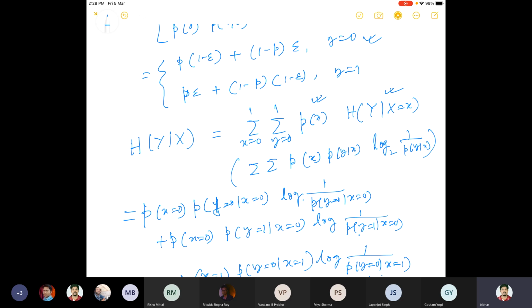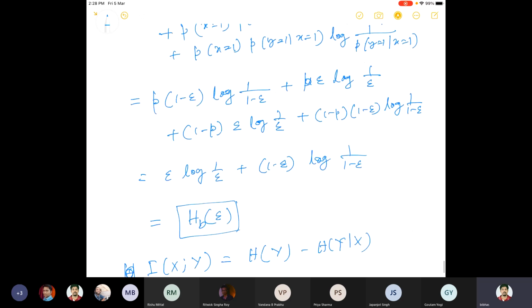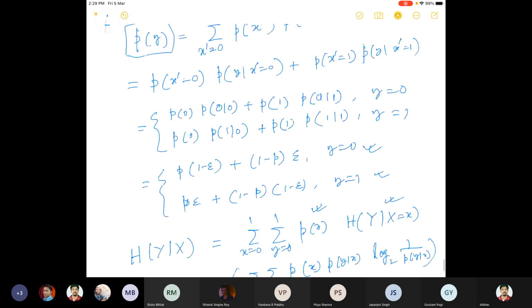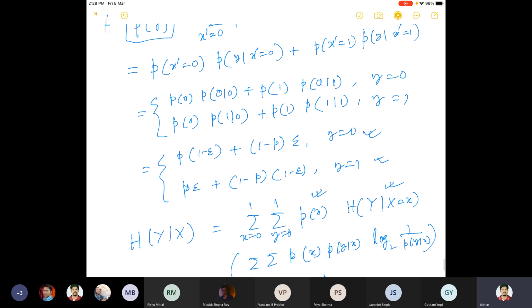I know the probabilities of this, y equal to 0 and 1, so I can compute the entropy of this. Similarly, this entropy is already given to me. Okay, so what we'll have is basically p(1 minus epsilon) plus (1 minus p) epsilon, times log of 1 by this. I'm writing it from here. So this times log 1 by this, plus this times log 1 by this.